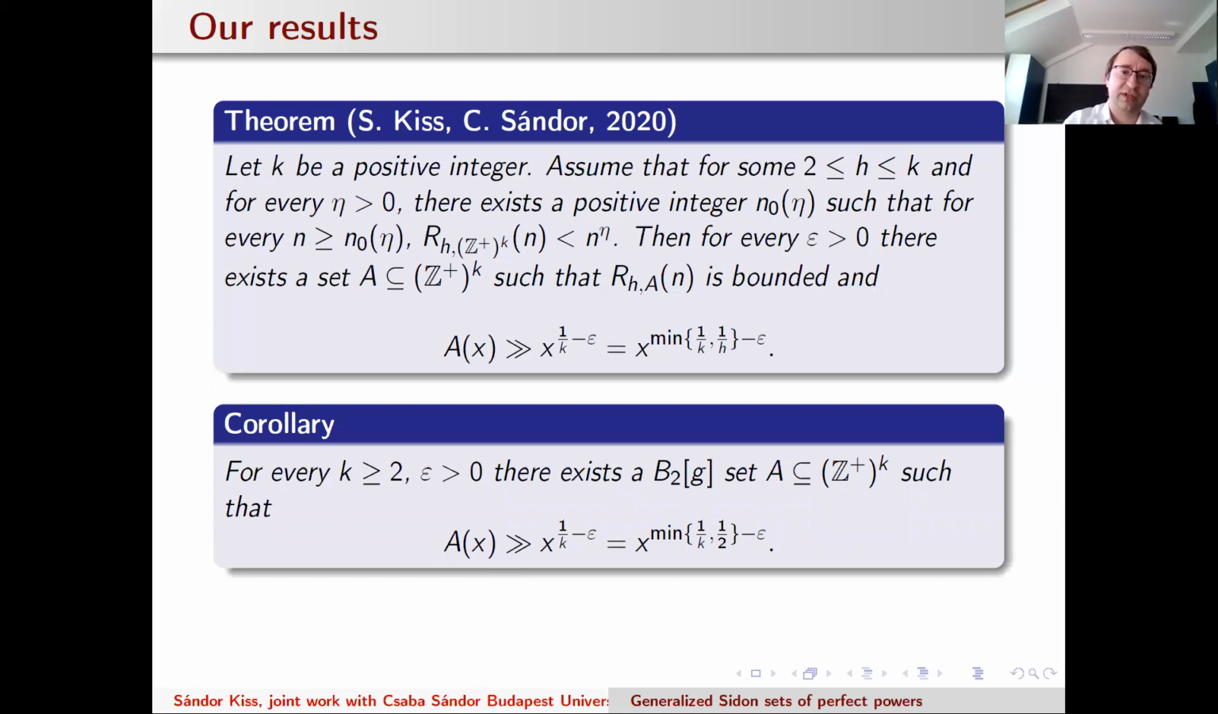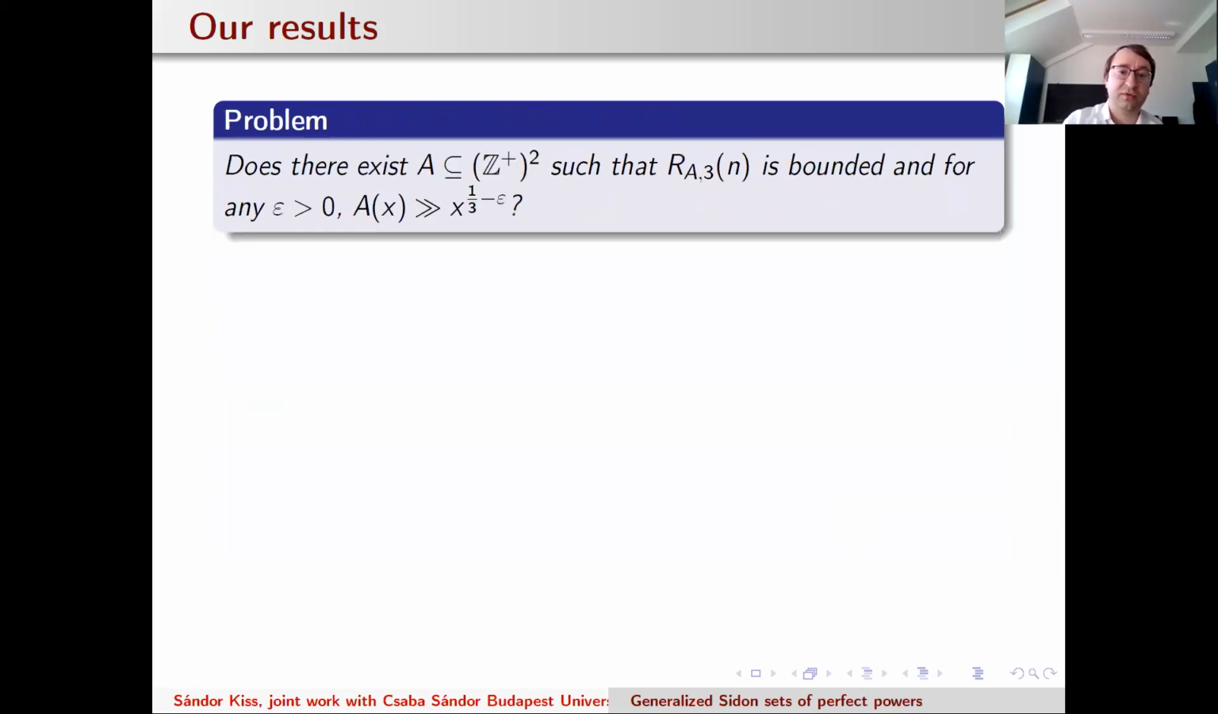And on the other hand, we can prove the following theorem, but before I state the theorem, I would like to tell you a problem. We don't even know what's happening when the number of terms is 3. We don't know if there exists a set of non-zero squares such that the 3-term representation function is bounded and this set is as dense as possible.